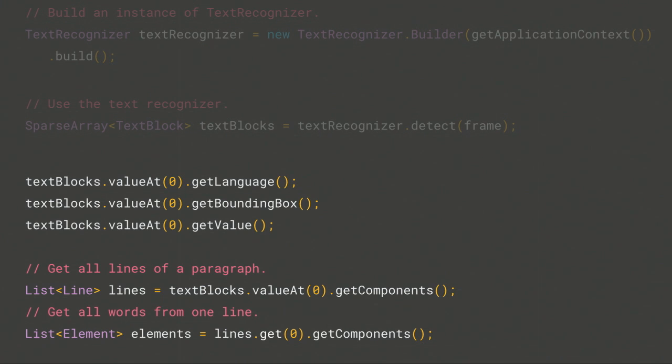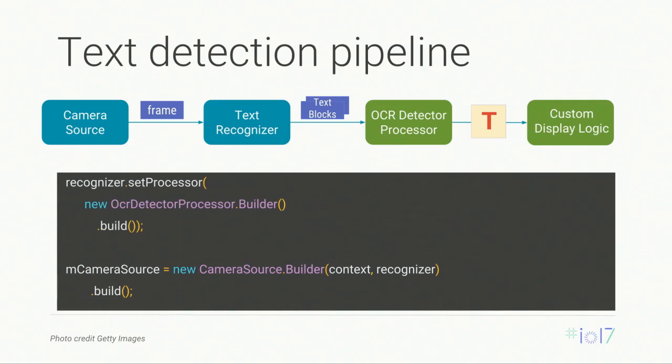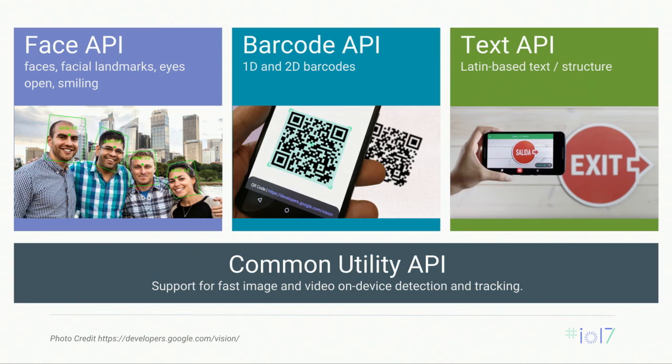You can call the getComponents method on a text block, which is a paragraph, to get the lines in the paragraph. And you can call the same method on a line to get all the words inside the line. Same as our other two APIs, the text API also supports video analysis. The pipeline is the same, so I'll just skip this slide to save your time.